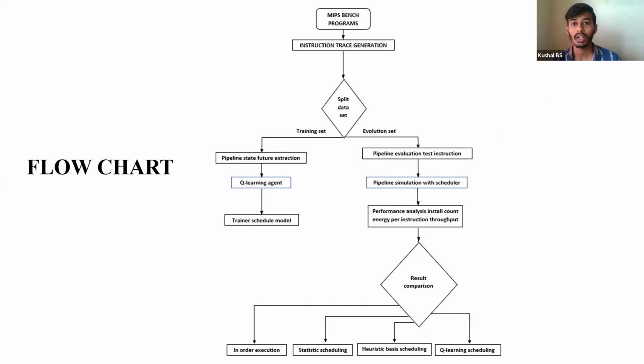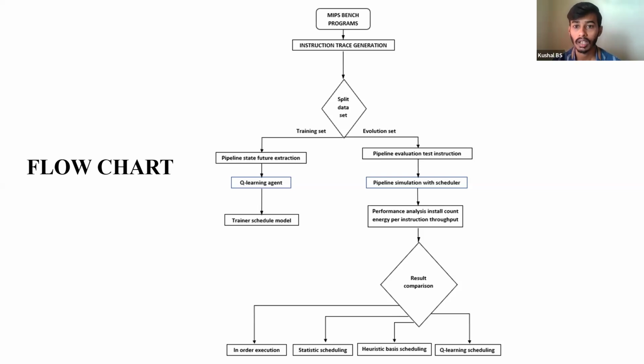This is the flowchart. First, we give the program, and then instructions are generated, and we split the dataset into a training set and an evaluation set. From the training set, it extracts the feature state and sends it to the Q-learning agent. Then it trains the scheduler and produces the trained model.